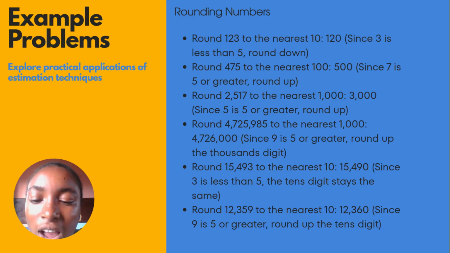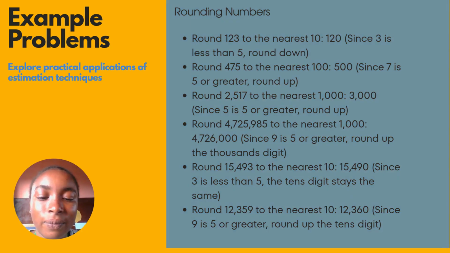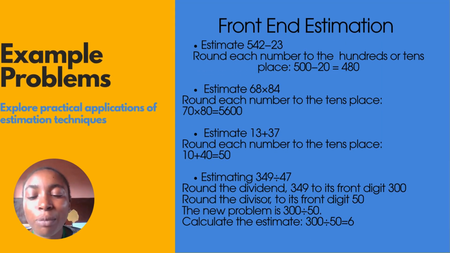Now for the last one, we have round 12,359 to the nearest 10. Look at the number in our tens place, it is 5, and the number before it is 9, which is greater than 5, right? So that means we round what? Up, adding 1 to 5. So 12,359 becomes what? 12,360.